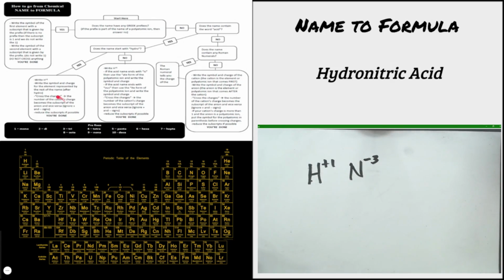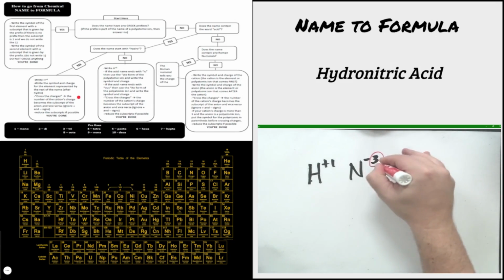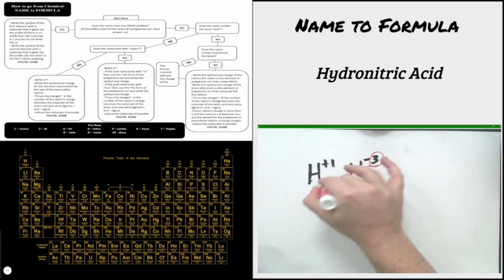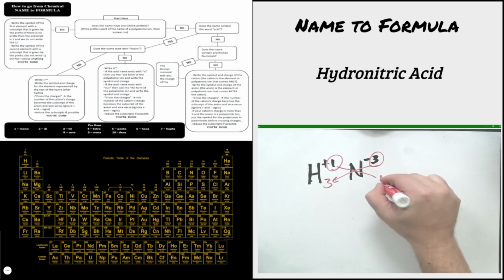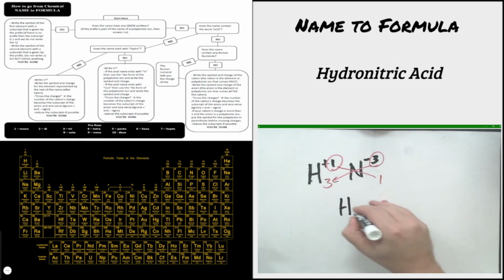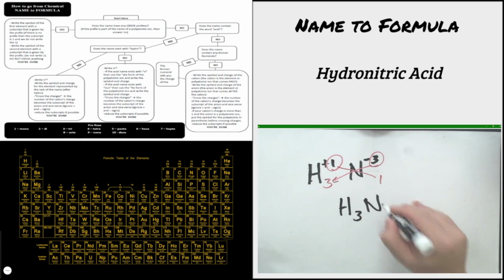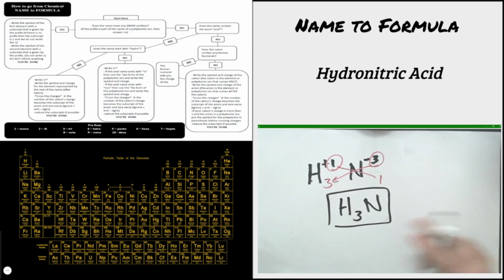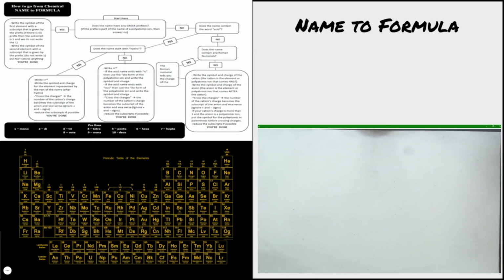Okay, and now I'm going to cross the charges just like I have been doing. So I get the 3 there and the 1 there. And again, we don't write the 1. So my final formula is H3N. And then I am done. I would reduce if possible. That can't be reduced. So that is hydronitric acid. So I followed the flow chart again. Okay, let's do another example.